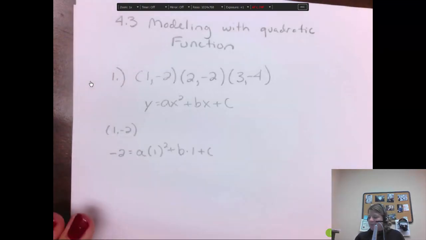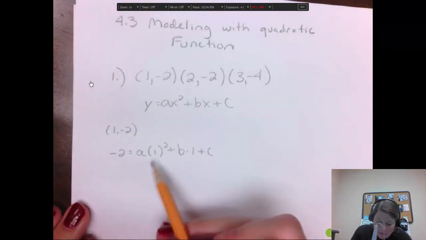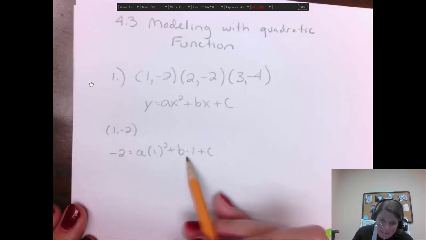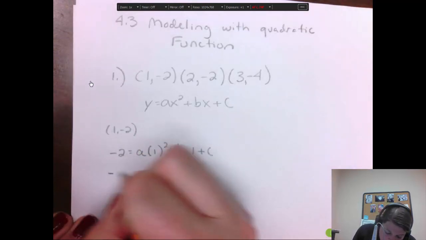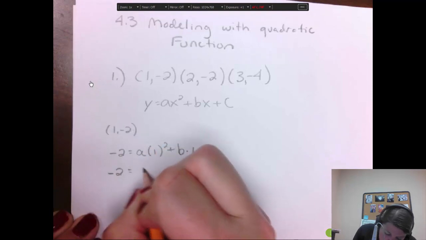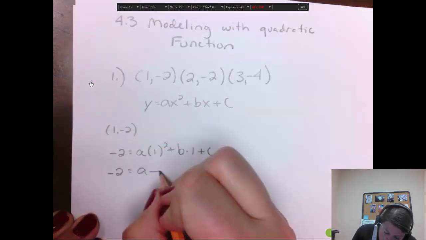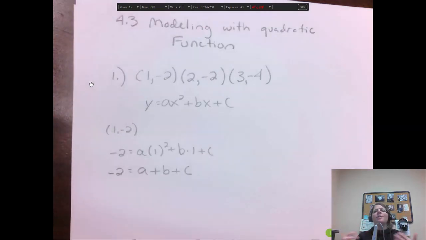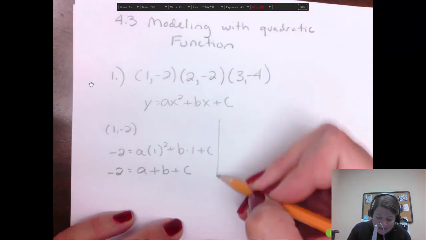Then I can simplify this, not a whole lot. 1 squared is 1. 1 times a is 1a. 1 times b is 1b. So I can simplify this to -2 equals a plus b plus c. There's our first equation that we can then use with elimination or substitution in a system to solve for a, b, and c. So here's the first one.